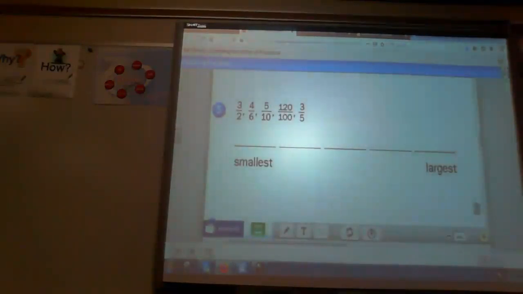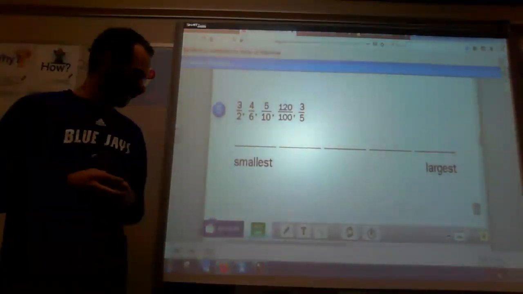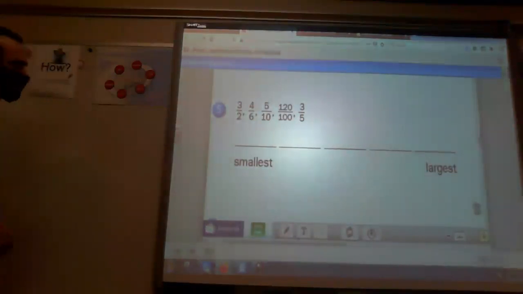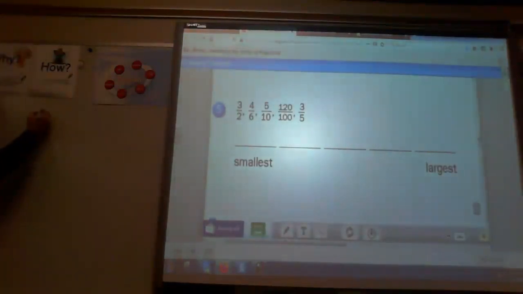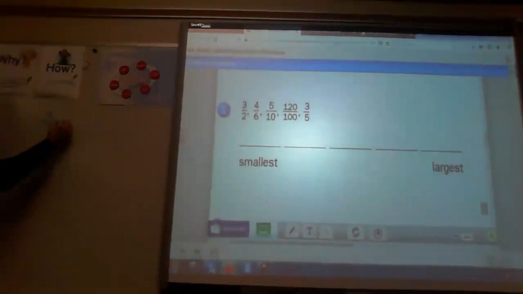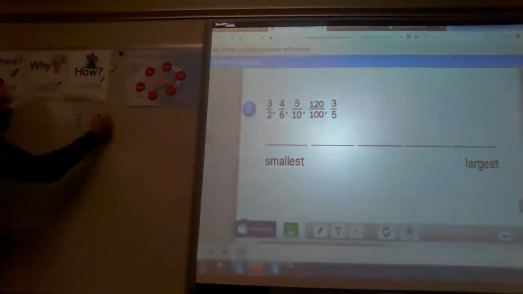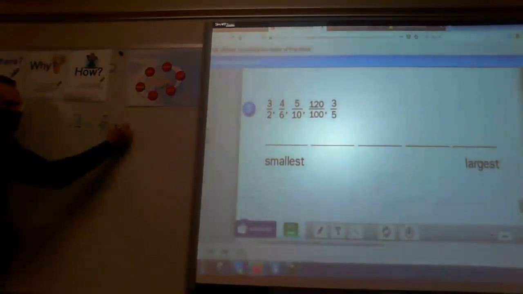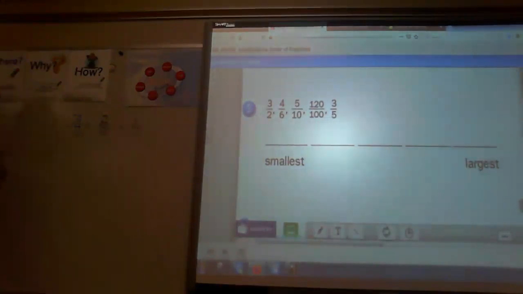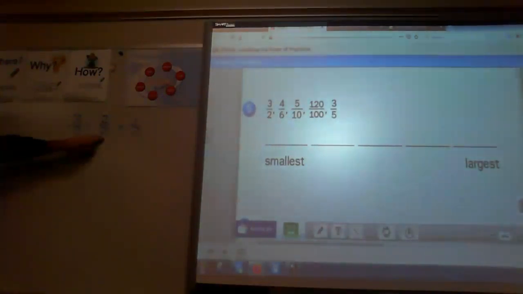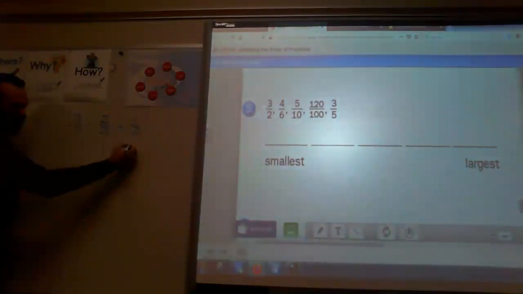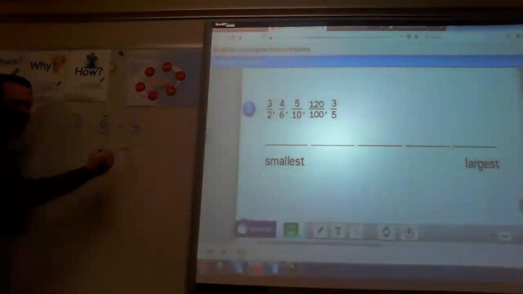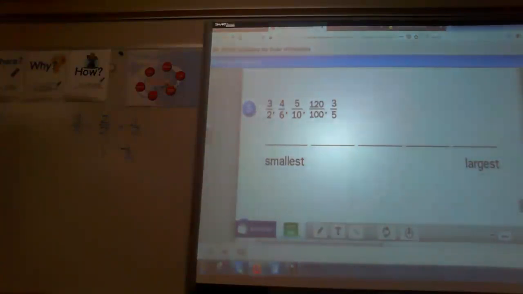So here we go. They're adding a different wrinkle here. So I want to show you something. When you look at 3/2, 3/2 is equal to 2/2 plus 1/2. This is the same as 1 and 1/2. You guys see that?